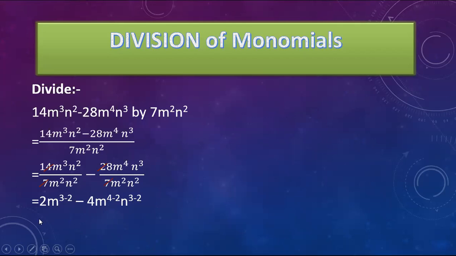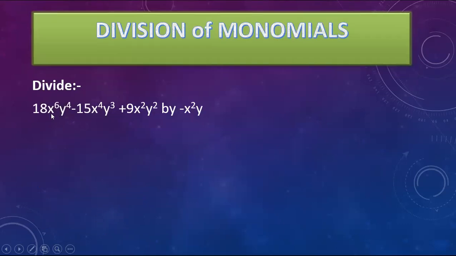Right. Now the last step is the simplification of these powers. 3 minus 2 is 1, so we can simply write 2m. There's no need to write 1. Now minus is copied, 4 is copied as it is. M power 4 minus 2 is 2. And n power 3 minus 2, 3 minus 2 is 1, that means n. Clear everybody?